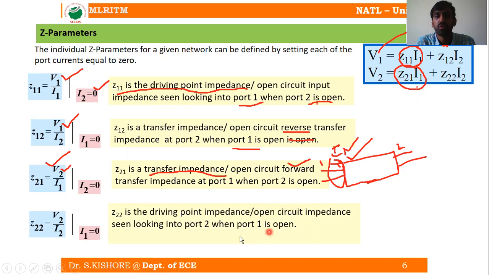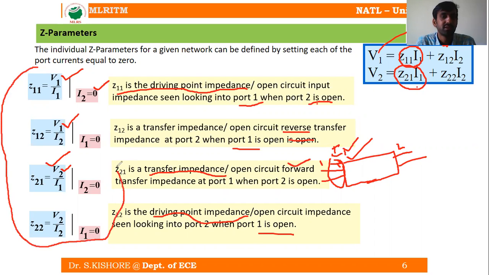That means port 1 is open when we look from port 2. So Z22 is nothing but the driving point impedance, or the open circuit impedance seen looking from port 2 when port 1 is open circuit. So these values are going to be our Z parameter values.